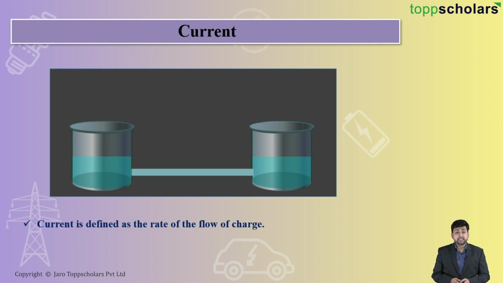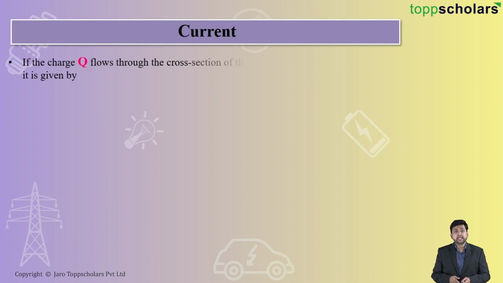Exactly. So, current is defined as the rate of flow of charge. As the water flows, similarly, the current flows from a higher level to a lower level. It is denoted by capital I or small i, depending on the conditions. So, let's talk about the current.